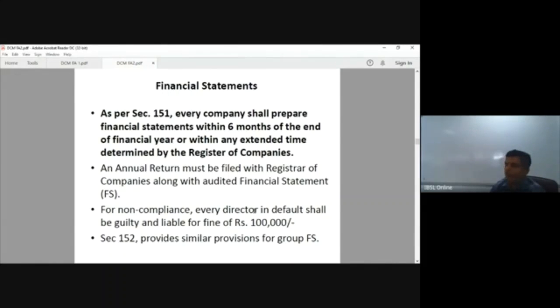When you are granting facilities to a limited liability company, make sure the audited financial statements are there before the expiry of 6 months in the preceding year for the previous year financial statements. That is a requirement under Companies Act, Section 151. If your clients are not educated about this, make sure that you educate them and prepare the financial statements and get them filed with the annual return with the company registrar.